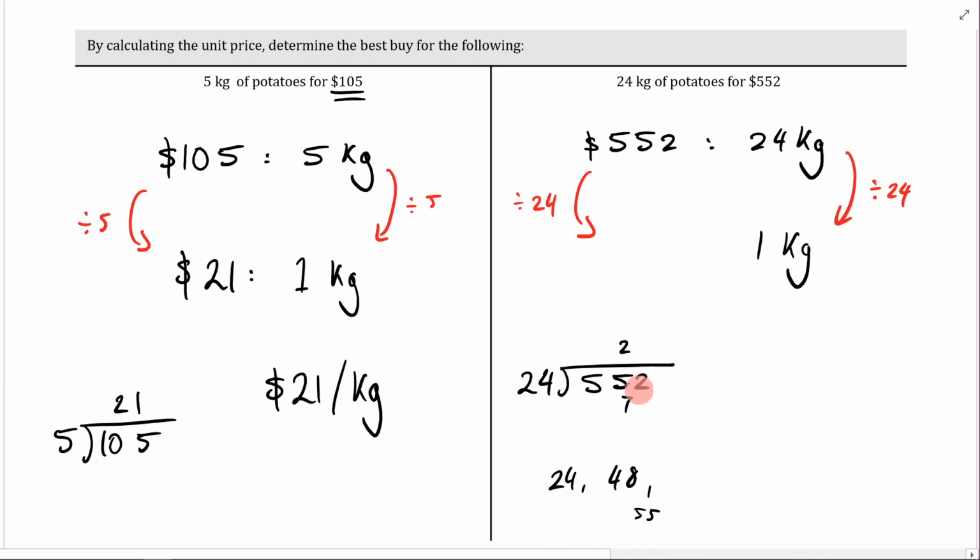How many times does 24 go into 72? That's going to go in perfectly 3 times. So it's going to be 23. So make sure that you know your times tables here. It's all it really is, your times tables. All right, so that means I'm going to get $23 a kilo.